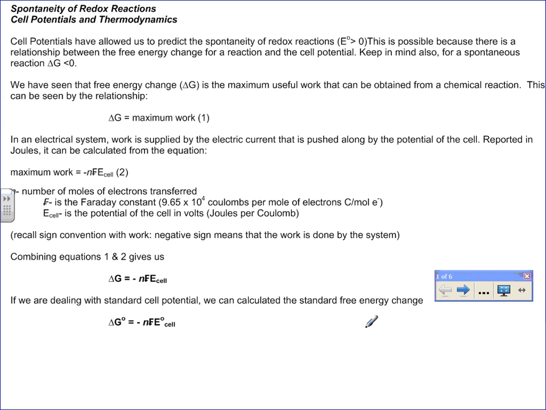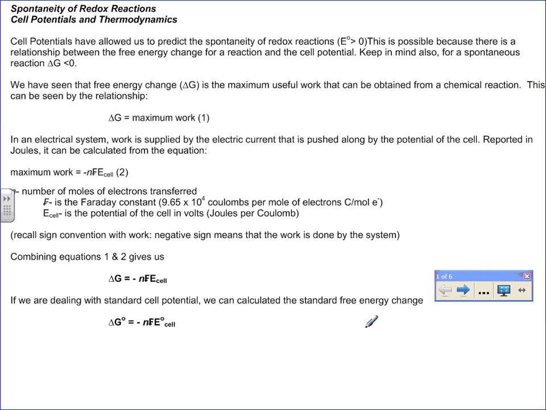In this lesson, we'll examine the relationship between cell potentials and thermodynamics, and we'll be able to use cell potentials to find the Gibbs free energy for a particular reaction, as well as the equilibrium constant for a particular reaction, using the relationships that we've already examined, as well as some new relationships.